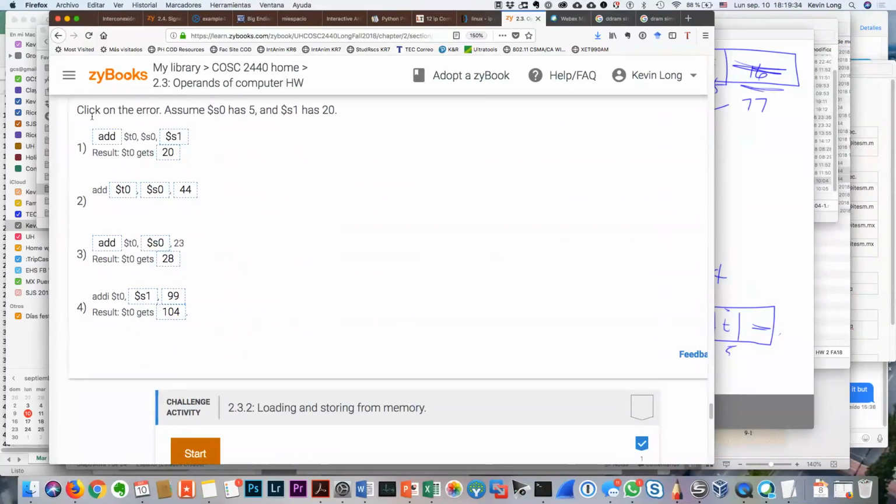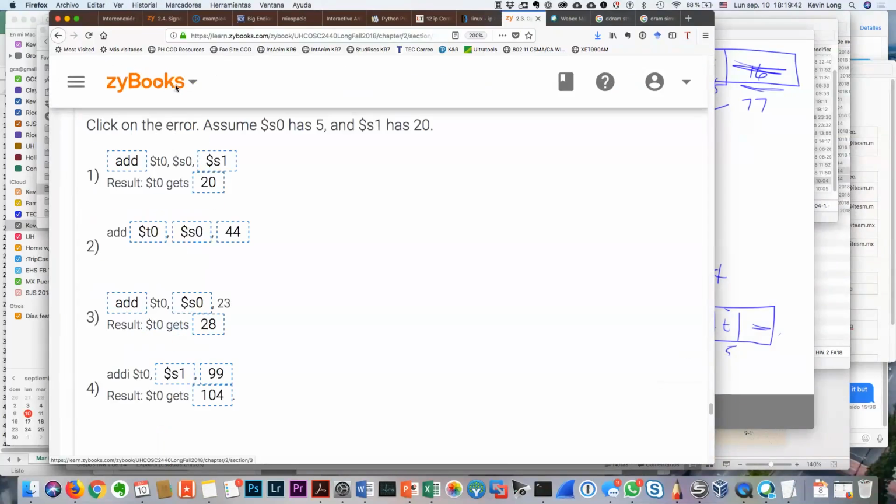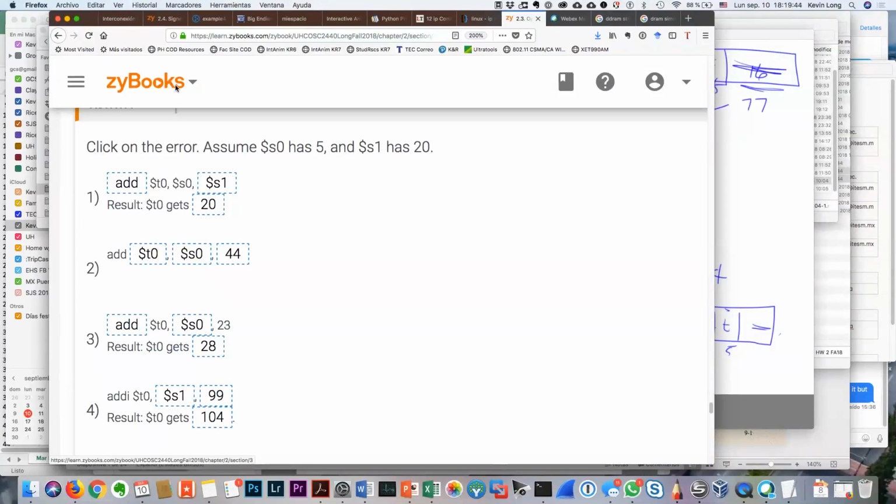So here's an instruction. Add T0, S0, and S1. Assume S0 has 5 and S1 has 20. So that should be 5 here, correct? And it should be 20 over here. It'd be a miracle if I don't click by mistake on every single thing I look at here. So the answer should be 25, correct? So is the instruction otherwise okay? I mean, is it a properly formatted instruction? Yep. So I think so, and I think that's the problem.